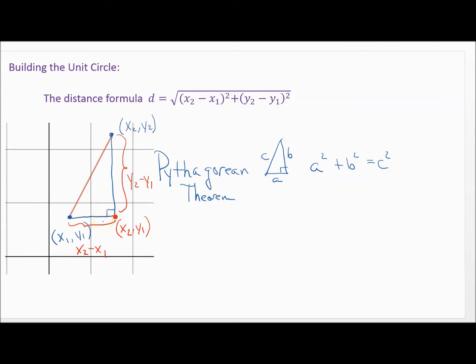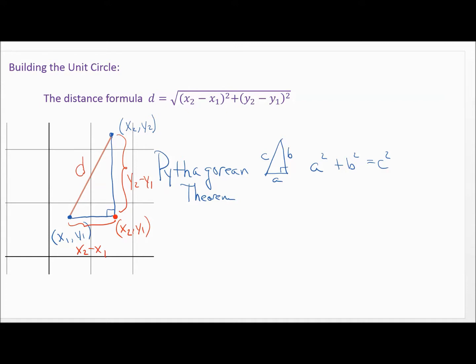But we don't know the x's, so it's just this x minus this x, so x2 minus x1. Same with the y's. Now, if I substitute that into the Pythagorean theorem, watch what happens. Now, this distance here is the one we don't know, right? I'm going to call that d. That's what we're looking for.